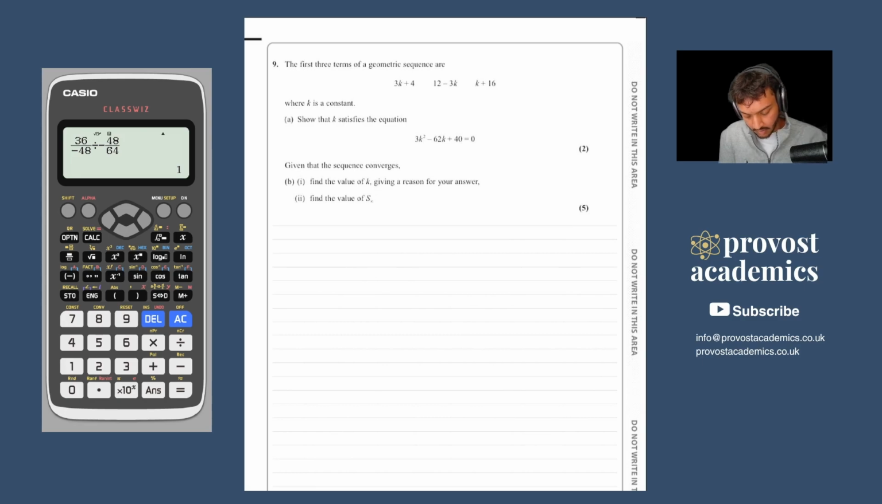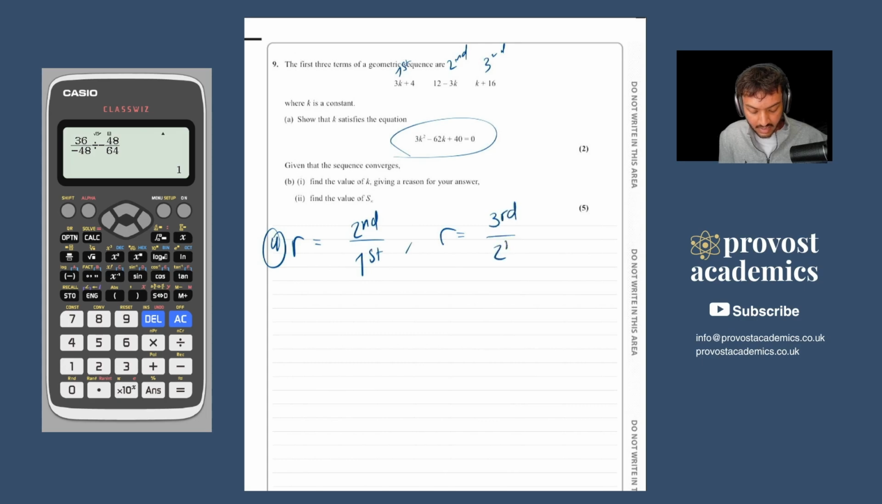So next we have a geometric sequence. We've got the first, second, and third term, and we need to find some sort of equation. My first inclination therefore is to find the common ratio. The common ratio would be the second term divided by the first term, and should also equal the third term divided by the second term.